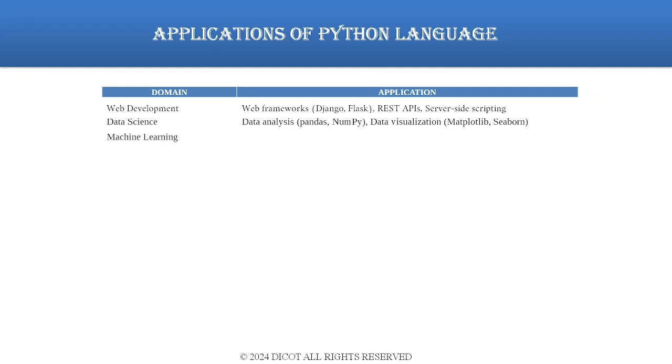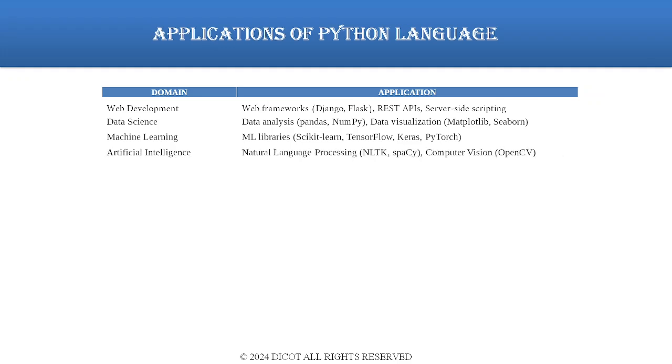Machine learning: ML libraries, scikit-learn, TensorFlow, Keras, PyTorch. Python provides extensive libraries for building, training, and deploying machine learning models. Artificial intelligence: natural language processing, NLTK, spaCy, computer vision, OpenCV. Python is used for processing and analyzing human language data and creating vision-based applications.